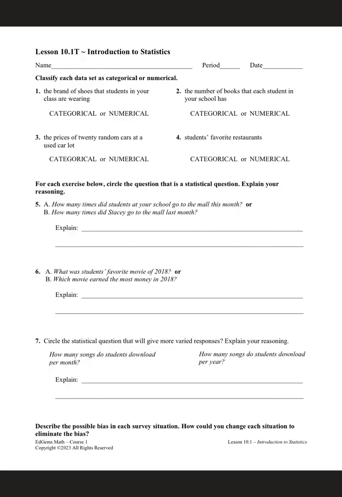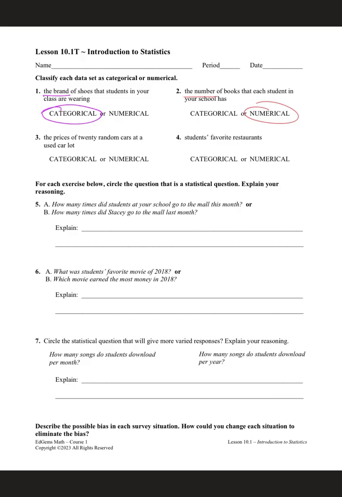So on number 1, the brand of shoes that students in your class are wearing. Is that categorical information or numerical information you're looking for? That would be an example of categorical information. Number 2 says the number of books that each student in your school has. In case you're looking for a number, that would be numerical. Oh, and let me back up on number 1. The brand, so you're looking for the brand of shoes. That's categorical.